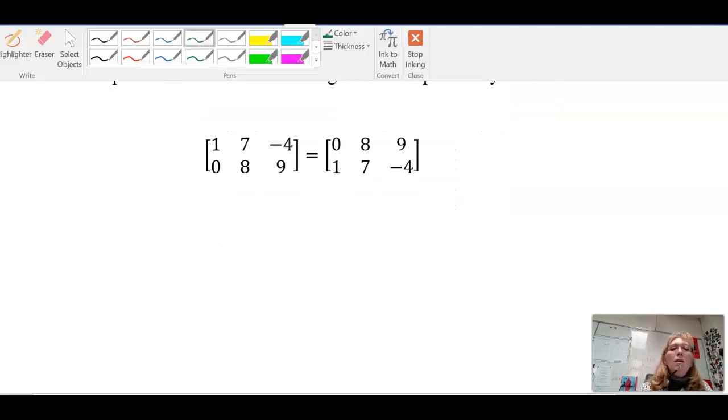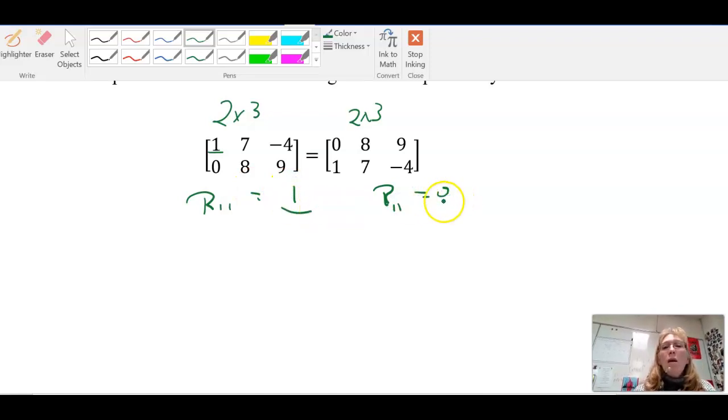Is this equal? The answer is no. It is a 2 by 3 and a 2 by 3, which is true, but element 1, so row 1, column 1 and row 1, column 1 here, this one equals 1, this one equals 0, therefore they are not the same. This element does not equal this element. They are not equal matrices.